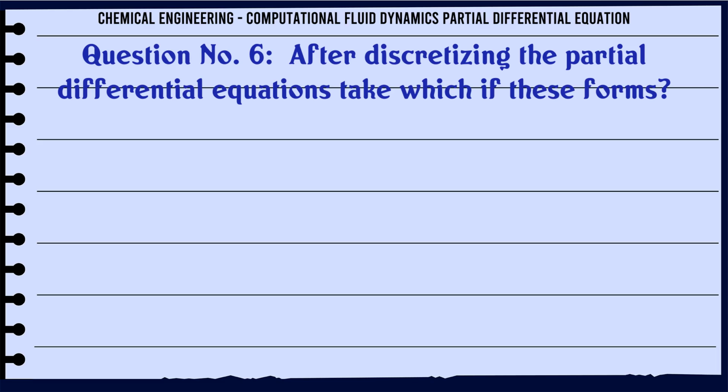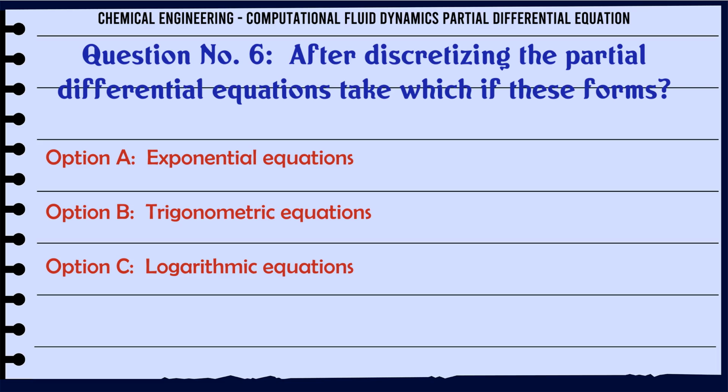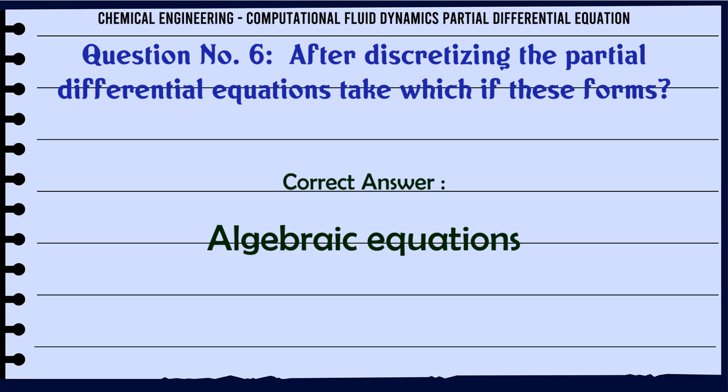After discretizing, the partial differential equations take which of these forms? A. Exponential equations. B. Trigonometric equations. C. Logarithmic equations. D. Algebraic equations. The correct answer is algebraic equations.